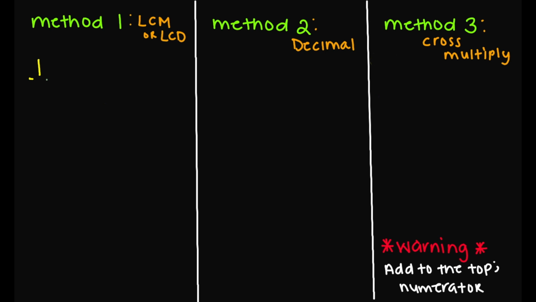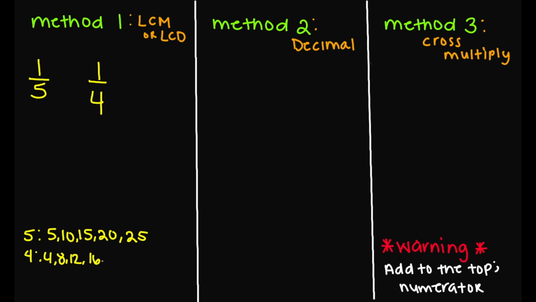Let's look at 1 over 5 and 1 over 4. I'm going to find the common denominator. This is the multiples. So we have 5, 10, 15, 20, 25. I'll stop here for now. In my 4, we have 4, 8, 12, 16, 20 and 24. And I'll stop here for now. So the common denominator that we're going to have for both of these is going to be the number 20.